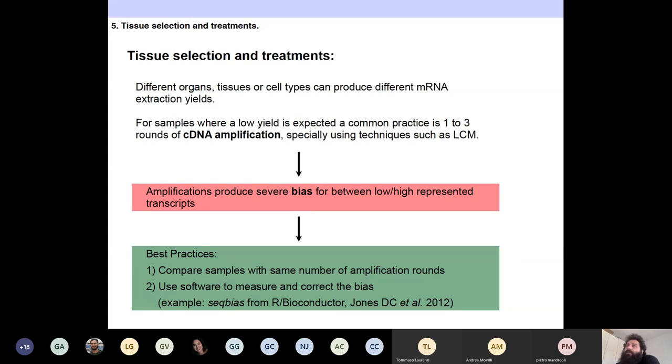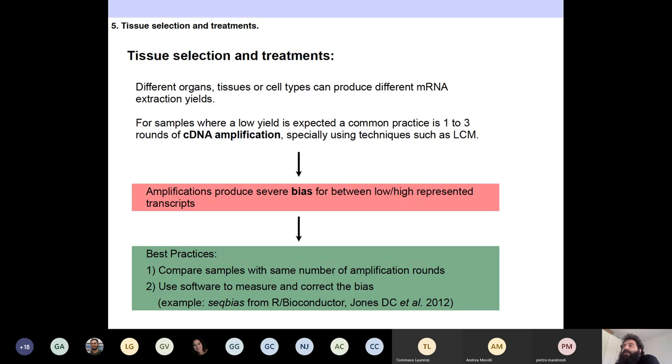Also, sometimes you have some samples that may have low yield. When you have samples with low yield, a common practice is amplification, cDNA amplification, in order to amplify the signal. You may lose some of the low represented genes, but you will still have a good signal for the rest. It's a common practice when you are doing laser capture microdissection, and sometimes also when you are doing cell sorting.